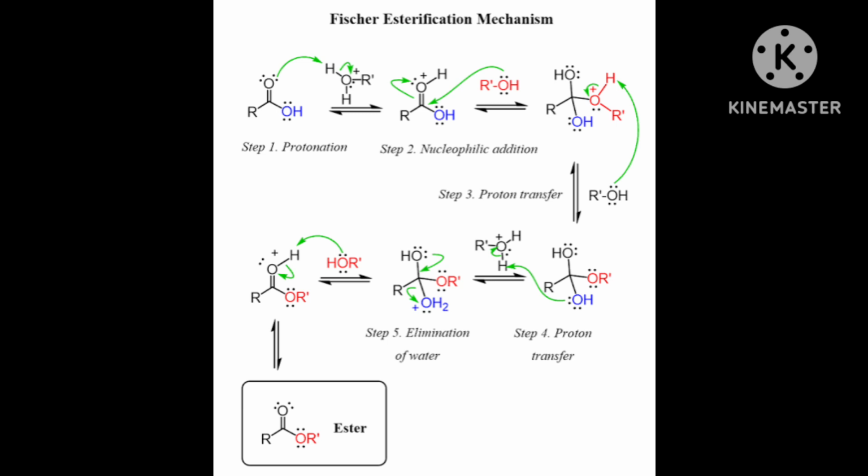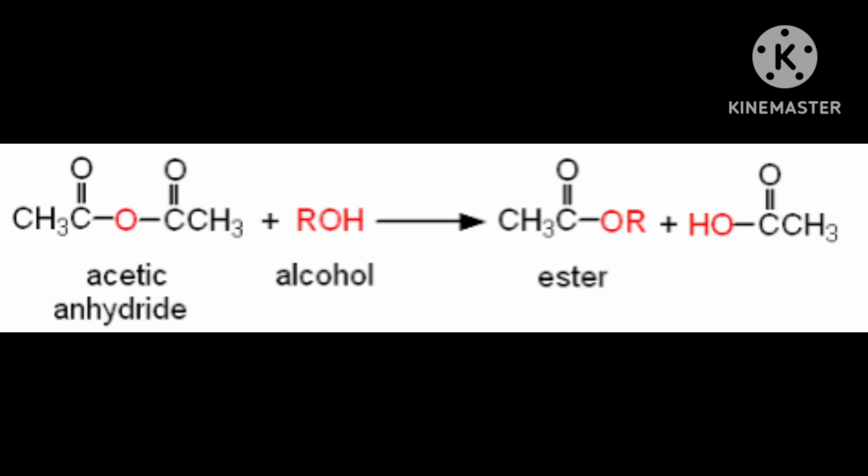CH3CO: CH3 is attached to carbon with a single bond, and the C and oxygen bond is double. So 2 plus 1, three valences are used up, and the carbon's fourth valence is joined with oxygen. Correct? The same way on the other side: CH3C double bond O, and this oxygen is joined with carbon.